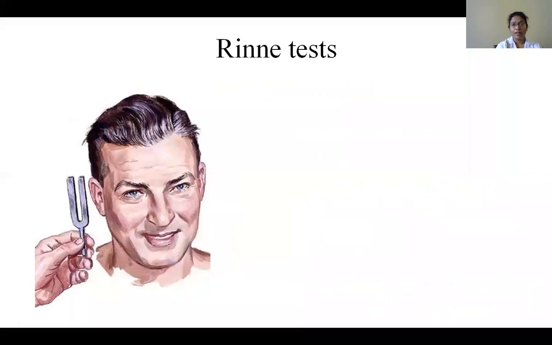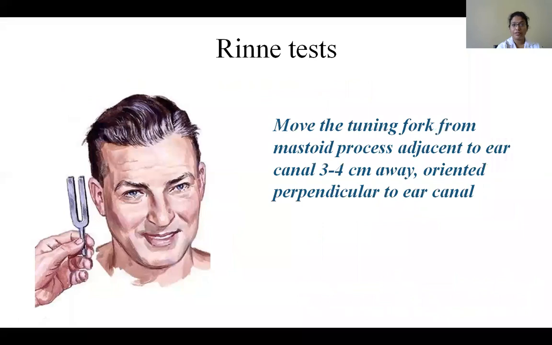Now, once the sound through bone conduction has stopped, the next step is to move the tuning fork from the mastoid process in front of the ear canal. So you have to place the tuning fork adjacent to the ear canal 3 to 4 centimeters away and orient it perpendicular to the ear canal. So the prong should be like this. It should not be like this. Okay. So this is how you should place. Now here the sound wave will be conducted through air and will strike the tympanic membrane. So this is what is air conduction.